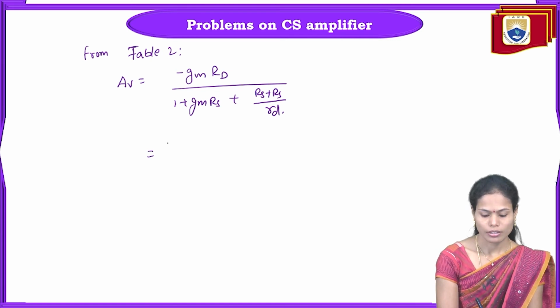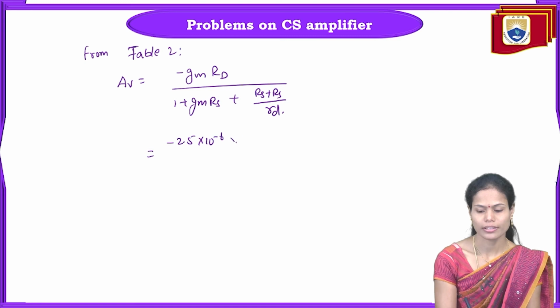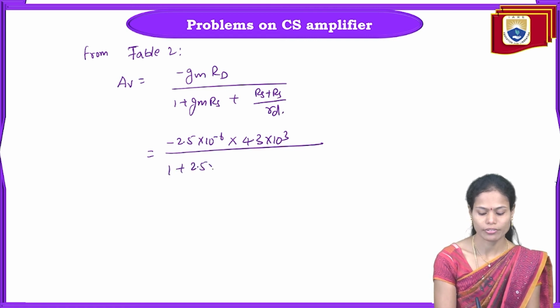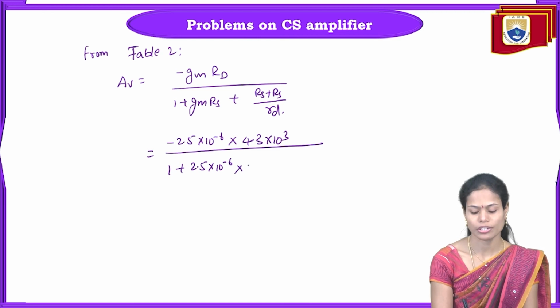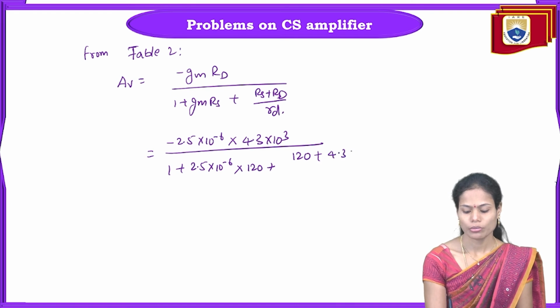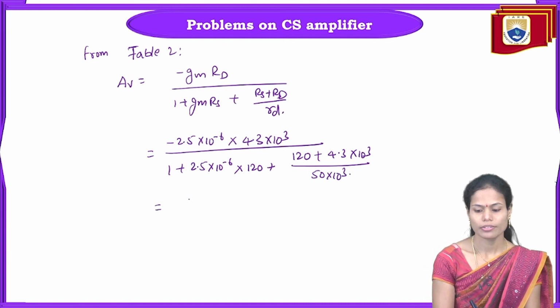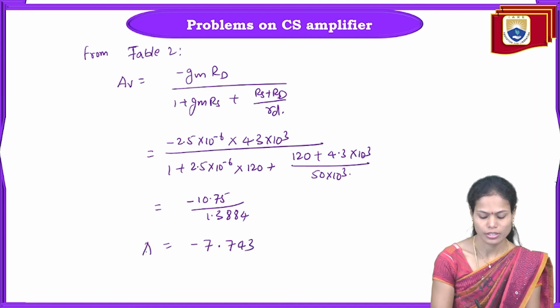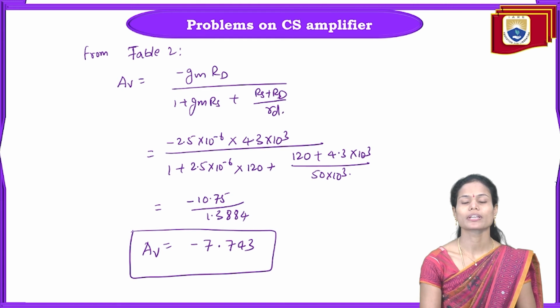gm value is given as minus 2.5 into 10 power minus 6, and the drain resistance is 4.3 kilo ohms, and again gm value is 2.5 into 10 power minus 6, and the source resistance is 120 ohms. Again source resistance is 120, and the drain resistance is 4.3 kilo ohms, and small rd value is 50 kilo ohms. So if we simplify it, we will get minus 10.75 divided by 1.3884. So the overall value is minus 7.743 as the voltage gain for the given common source amplifier.